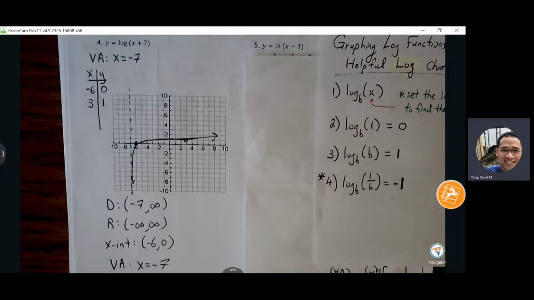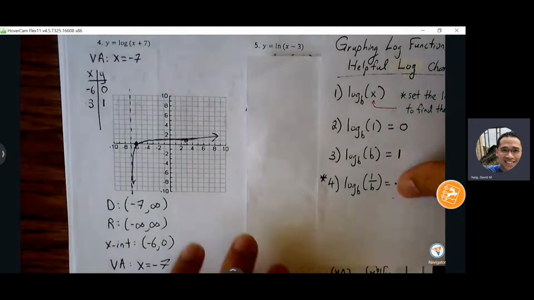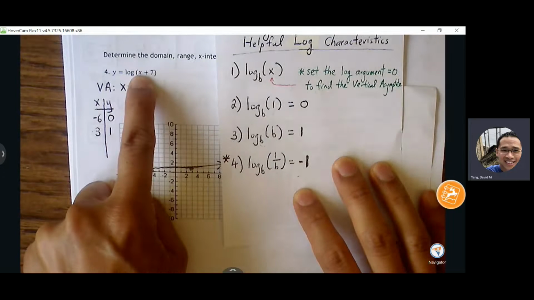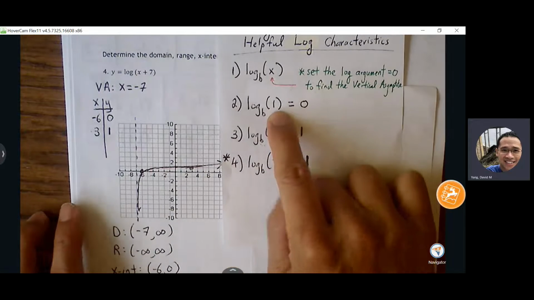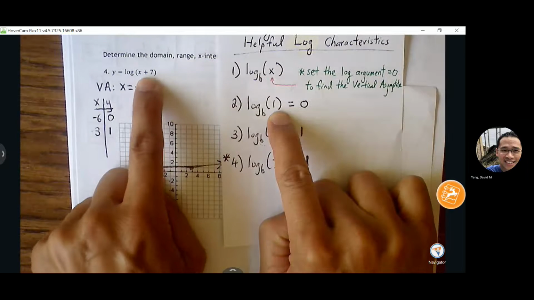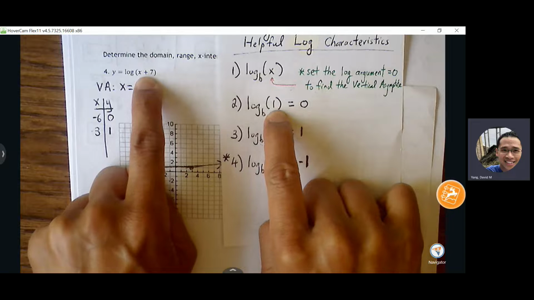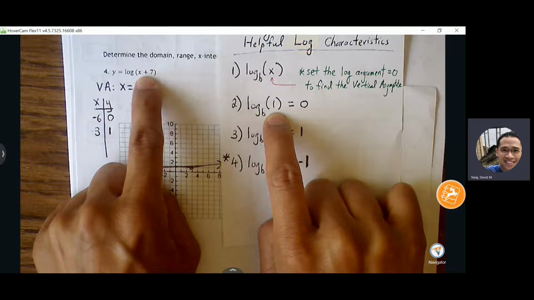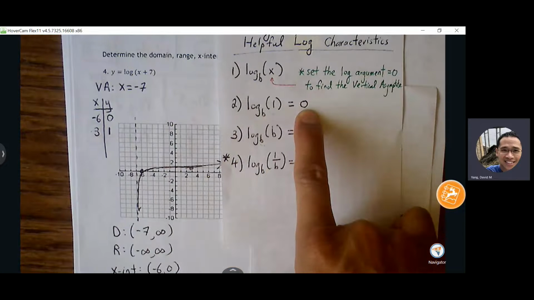How do you get -6? -6, right? So let's talk about that. We know how to get to the vertical asymptote, right? We set the parentheses equal to 0. Next, we want to choose an x value that will cause my parentheses to be 1. What x value can I choose that will cause my parentheses to be equal to 1? -6. And if I choose -6, it will make it log 1. If I have log 1, then I can get that 0 to show.